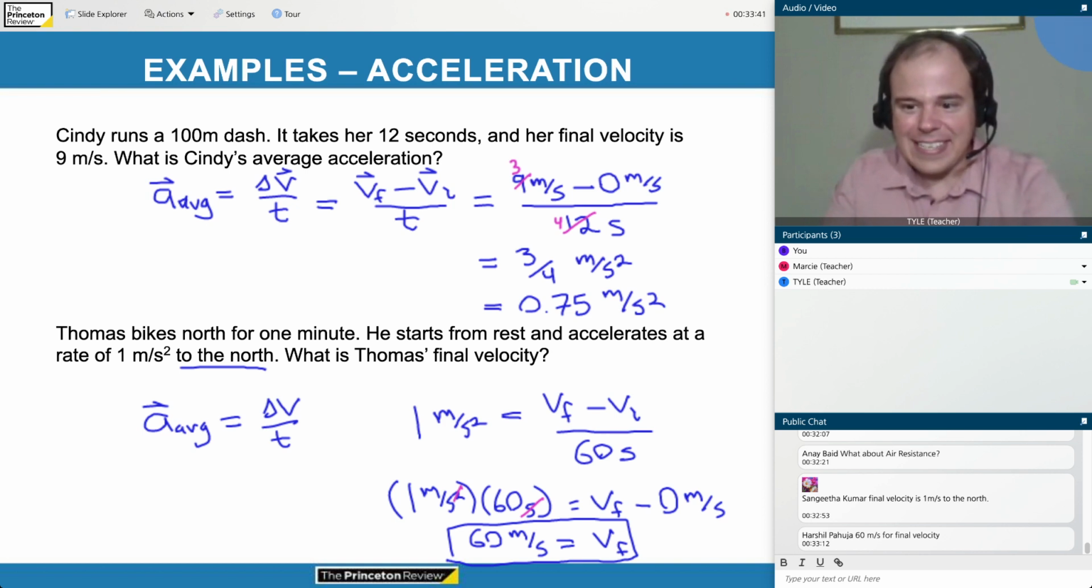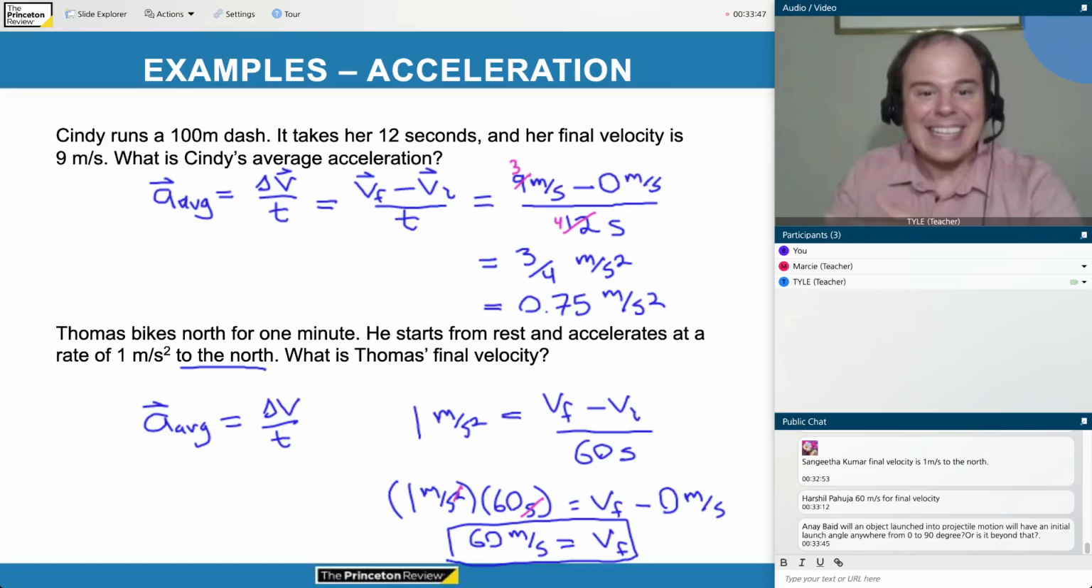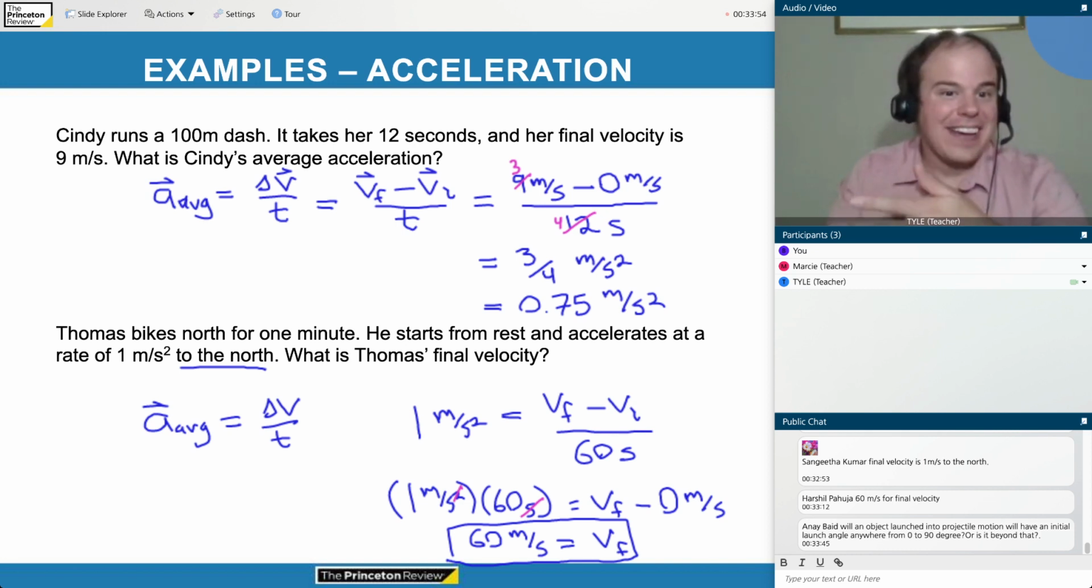But yeah, fantastic question. And Vasvi asks, so is 100 meters unnecessary information? Yes, absolutely. In this first example with Cindy, the fact that it was a 100-meter dash didn't actually factor into her acceleration at all. We were able to solve it just based on the time that it took and her change in velocity.